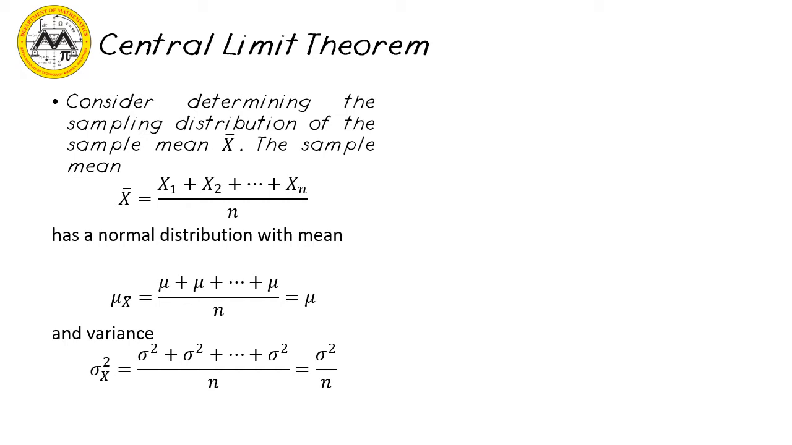And for the variance, since they have the same variances, the sampling distribution for the variance would be sigma squared of x bar is equal to sigma squared plus and so on and so forth all over n. So, in the sampling distribution of the mean, wherein the mean is the average of all the elements, the mean of the sampling distribution is mu, equal to the population mean, and the variance of the sampling distribution is equal to sigma squared over n.